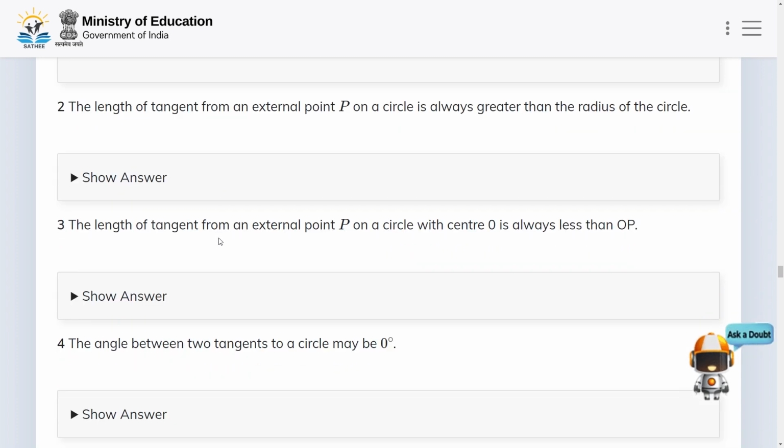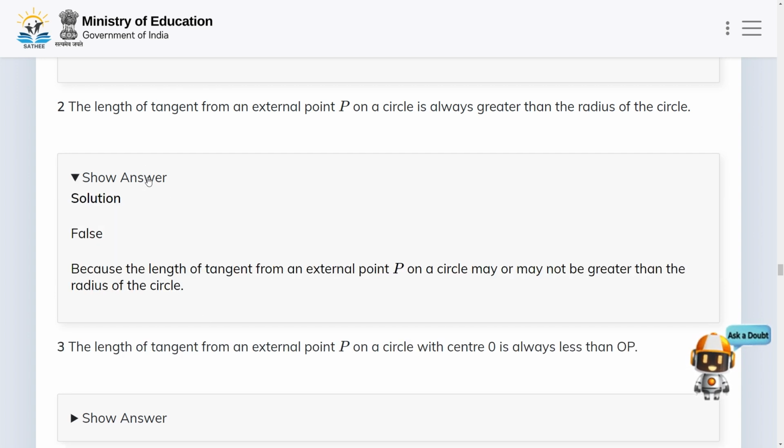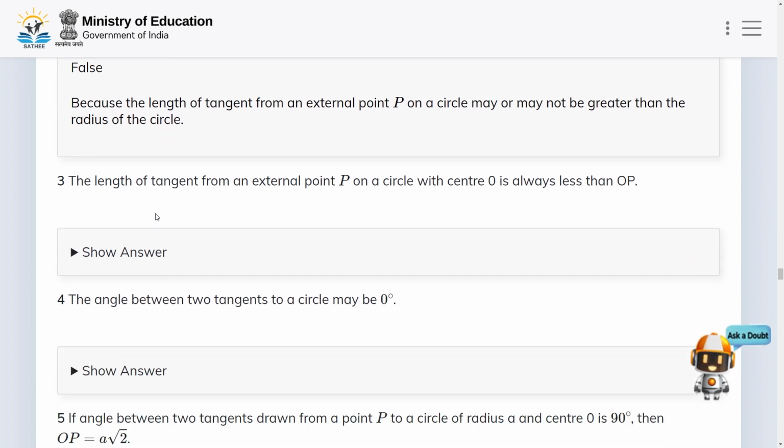In the next problem, we have the statement: the length of tangents from an external point P on a circle is always greater than the radius of the circle. Let us check whether this statement is true or false. The length of tangents from an external point P on a circle may or may not be greater than the radius of the circle. So the given statement is a false statement. Let us move to the next problem.